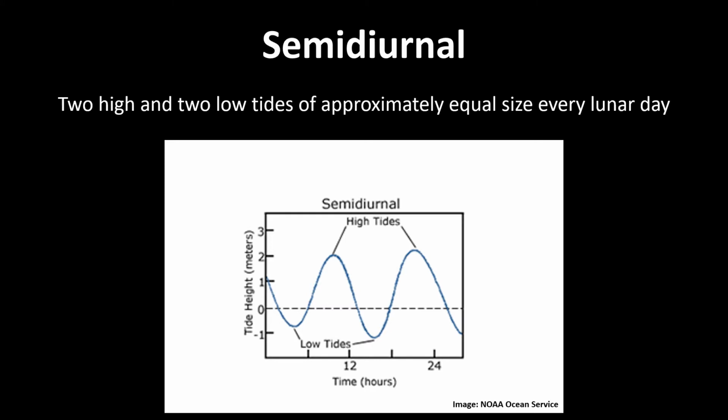A semidiurnal tide is a type of tide where an area has two high and two low tides of approximately equal size every lunar day. Many areas on the east coast of North America have these tides.